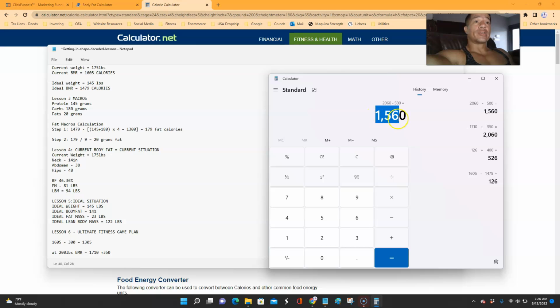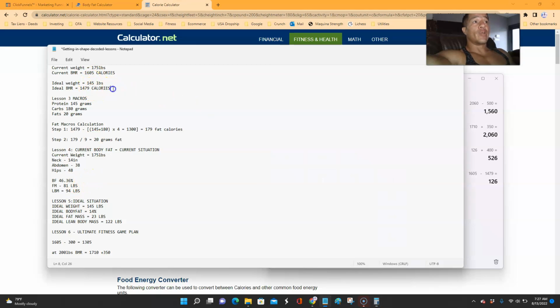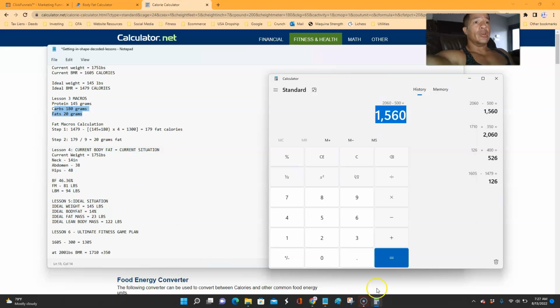But you notice that this works. So she's going to be able to eat 1,560 calories, because 1,560 calories is greater than the ideal 1479, all right? And in terms of the macros, you're still going to eat the same amount of protein, but you're going to increase your carbs and your fat intake, just a little bit. You can eat an extra snack, whatever you have to do to get to 1560.